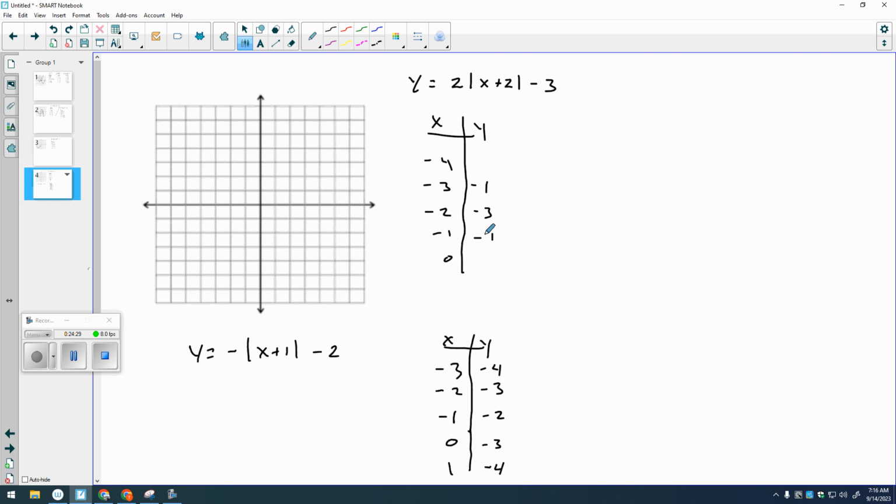Repeats over here. When x is a negative 4, negative 4 plus 2 is a negative 2. Absolute value makes it a positive 2. Times 2 is a positive 4. Minus 3 is a positive 1. And it repeats over here. Plotting my points, starting right here. When x is a negative 2, y is a negative 3. When x is a negative 3, y is a negative 1. And when x is a negative 1, y is a negative 1. When x is 0, y is 1. When x is a negative 4, y is 1. Notice I still get my V.